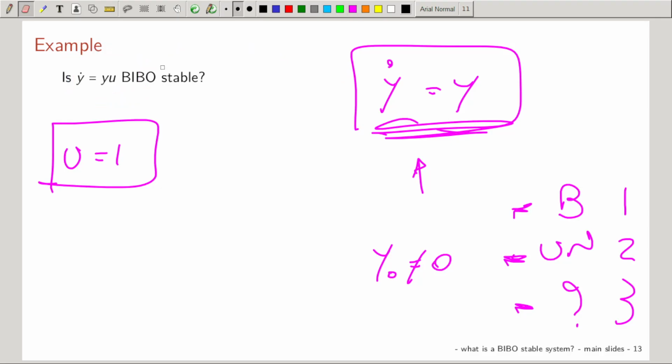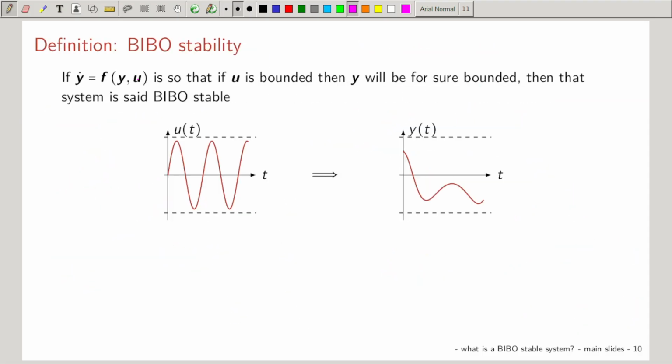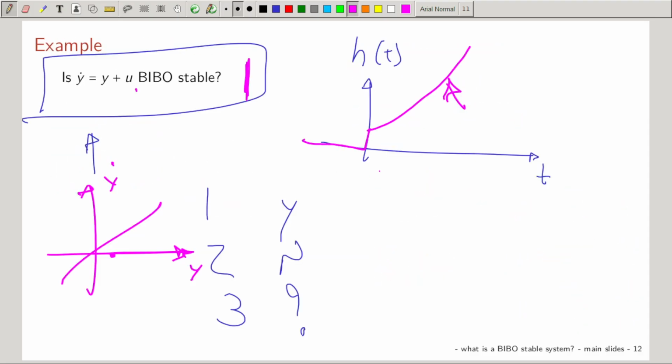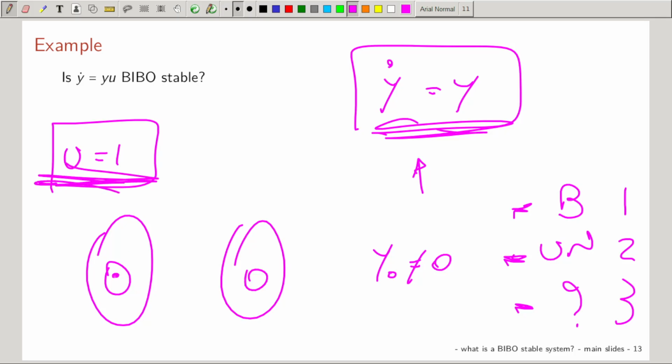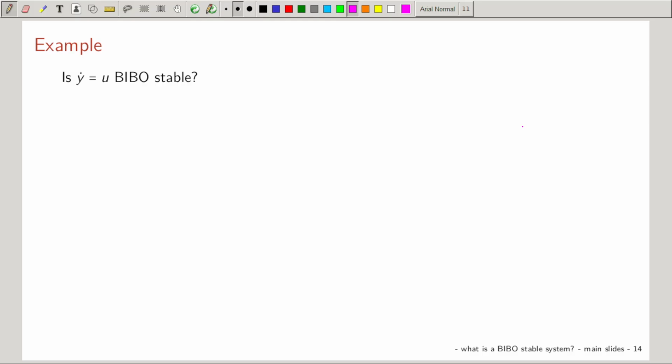Is this one BIBO stable? No, because I find some bounded inputs. This one is this point here that leads me to something that is unbounded. Are we together? It's enough that I find one for saying this is not BIBO stable. Okay? Is this one BIBO stable? No, we saw it before.